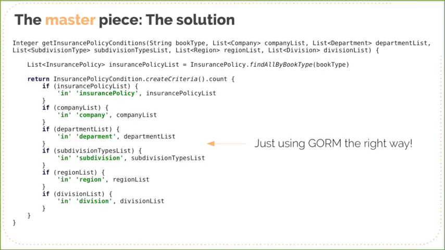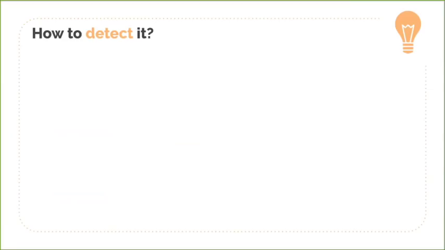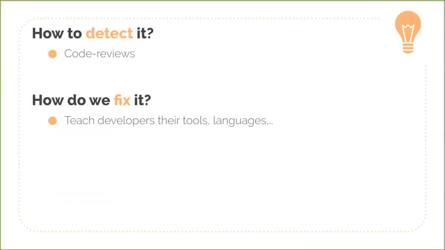We don't need to worry about concatenating strings, about nulls, about extracting the IDs in that strange way, right? So this kind of code, it's impossible to detect it without code reviews, but we can fix it. We can teach the developers their tools, their languages.